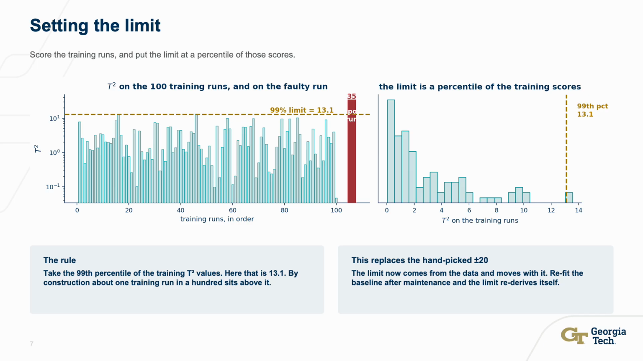There is a sanity check you should run whenever you set a limit this way. First, look at where the limit falls relative to the bulk of the training scores. If it is sitting a long way out in a thin tail, then it is being determined by 1 or 2 runs, and it will move a lot if you refeed. Here it is set by a single highest of 100, so it is not robust to that one run. With a few hundred training runs, it settles down.